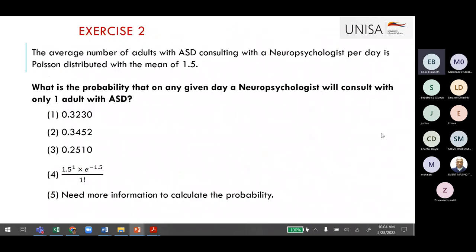Okay, so now let's go to the next question. The average number of adults with ASD consulting with a neuropsychologist per day is Poisson distributed. So they sometimes give you those hints that you know you are working with Poisson, right? With the mean of 1.5. So we know that this is our lambda, our mean, our expected value. Whichever they're going to ask, that's what we know. What is the probability that on any given day, a neuropsychologist will consult with one adult? And these are the answers that we have.